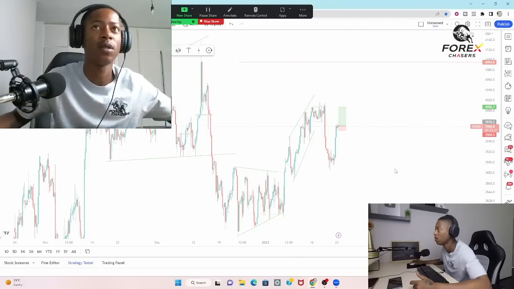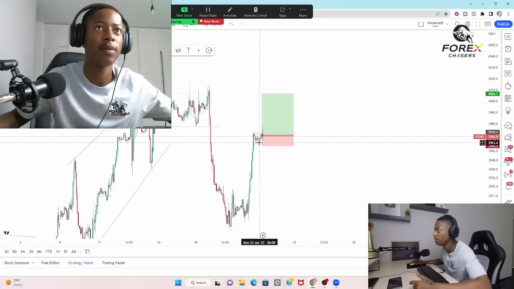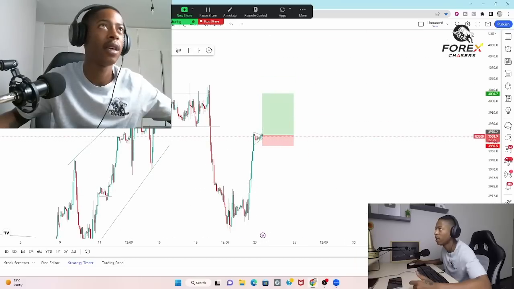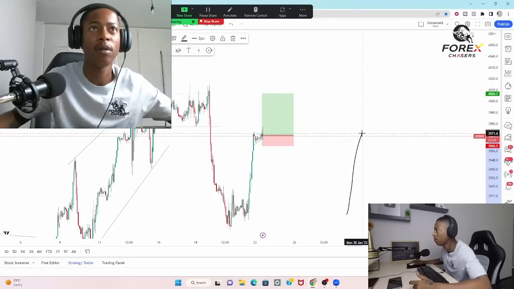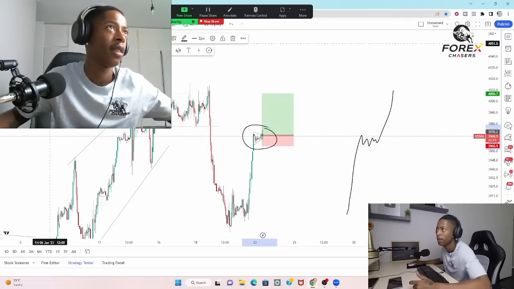When I go down to the 1 hour, one thing I picked up is that I can see the impulse, the correction, followed by the impulse. What I mean is the impulse, then the correction, which is this leg of momentum, and then boom, the next impulse. That's what I'm seeing going on here.